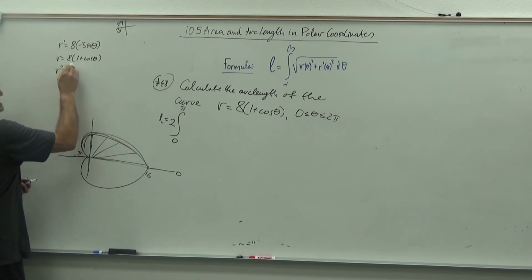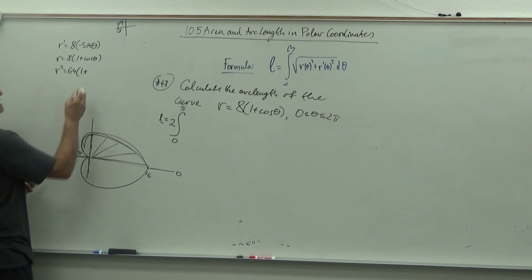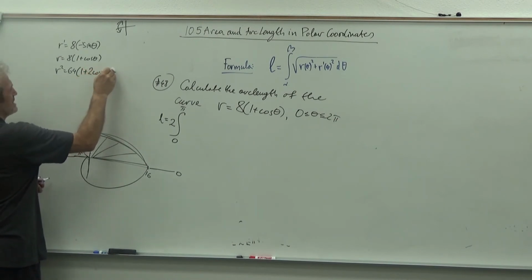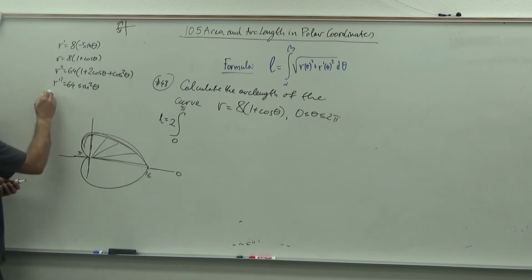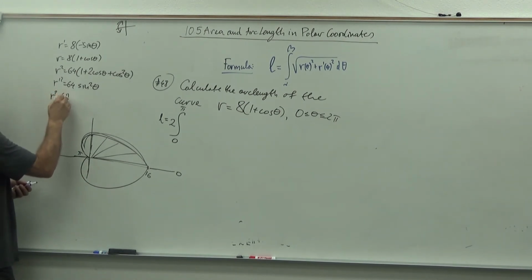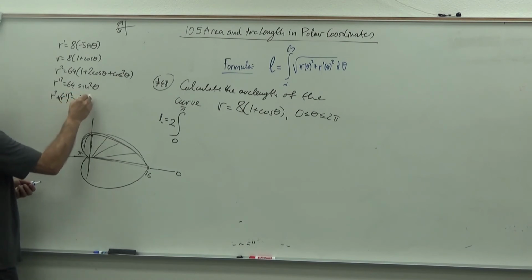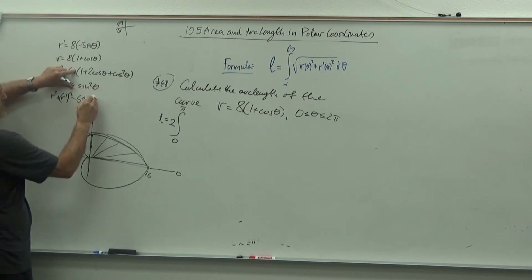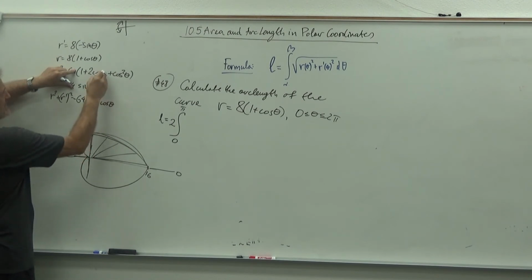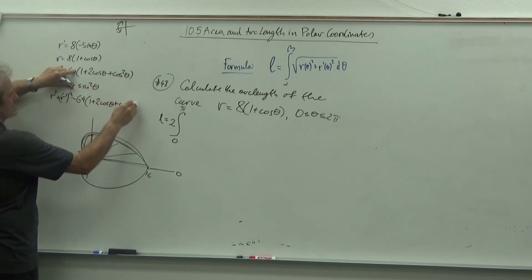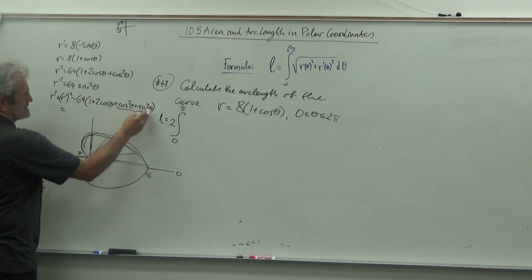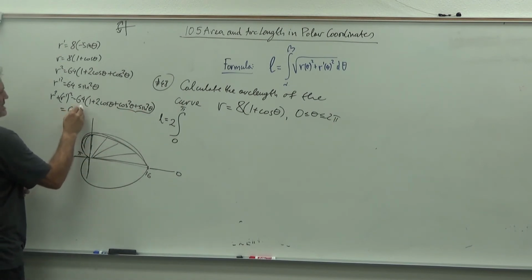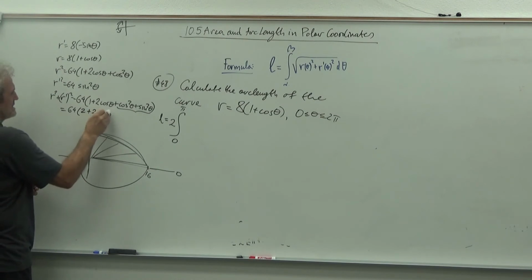So r squared is 64 times 1 plus 2 cosine theta plus cosine squared theta. R prime squared is 64 sine squared theta. When I add them up, I'm not calling the formula yet, I want to prepare it for it. So I get 64 times 1 plus 2 cosine theta plus cosine squared theta plus sine squared theta. And then you recall that this is 1, so I get 64 times 2 plus 2 cosine theta.